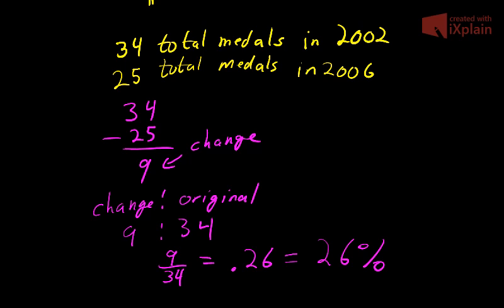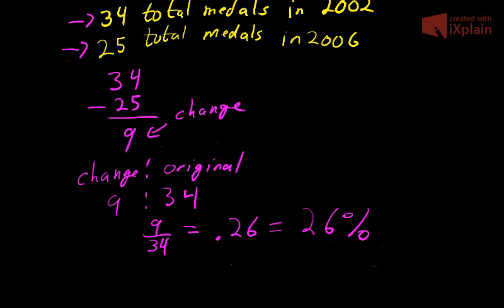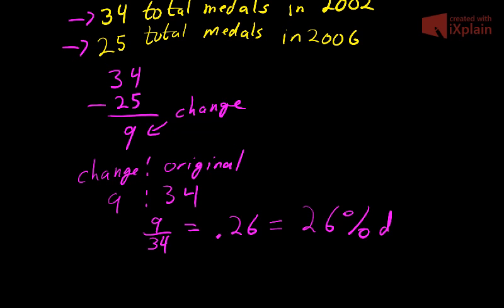And either way that's going to get us our percent change. One more thing we have to make sure we specify is whether this is increasing or decreasing. We start with 34 medals, we end up with 25, that means it's going down. So it is a 26% decrease right there. 26% decrease because it's going down.